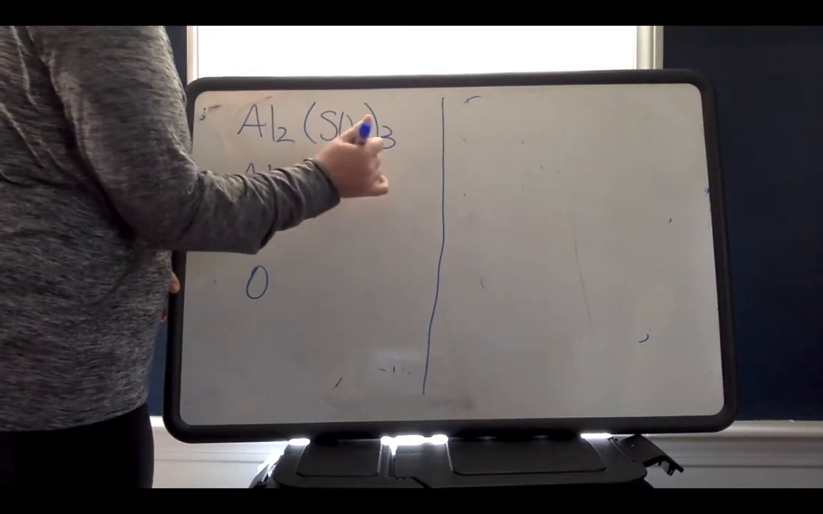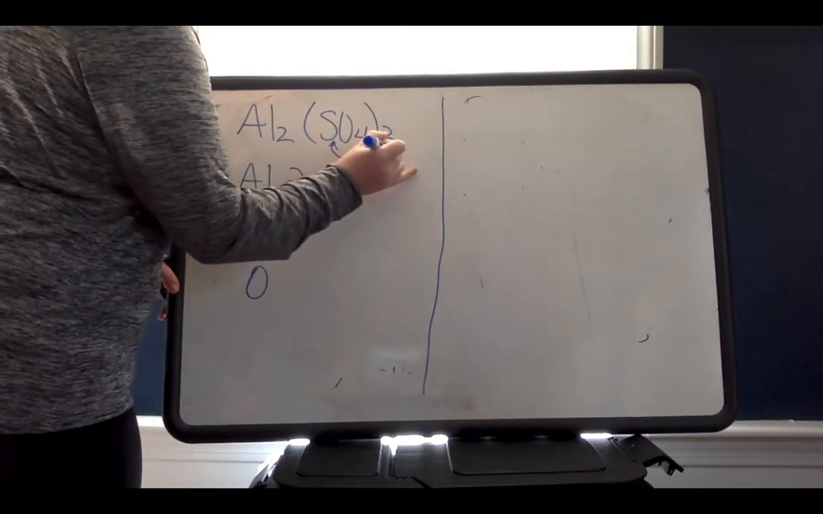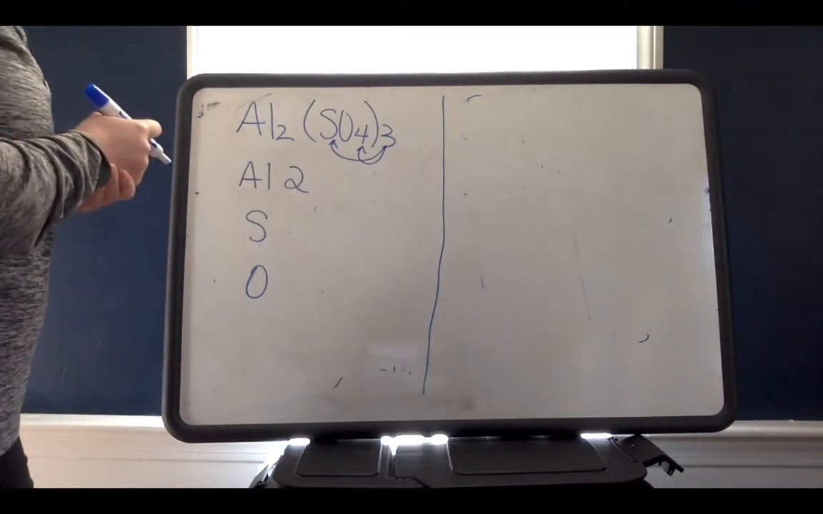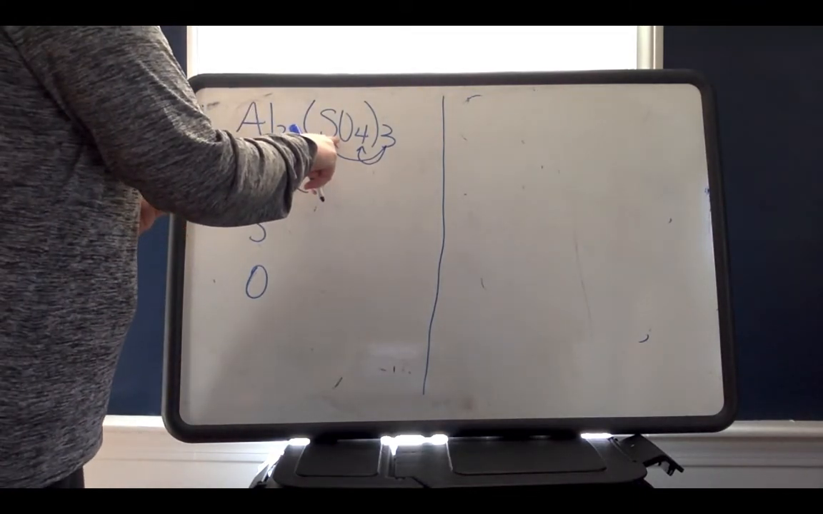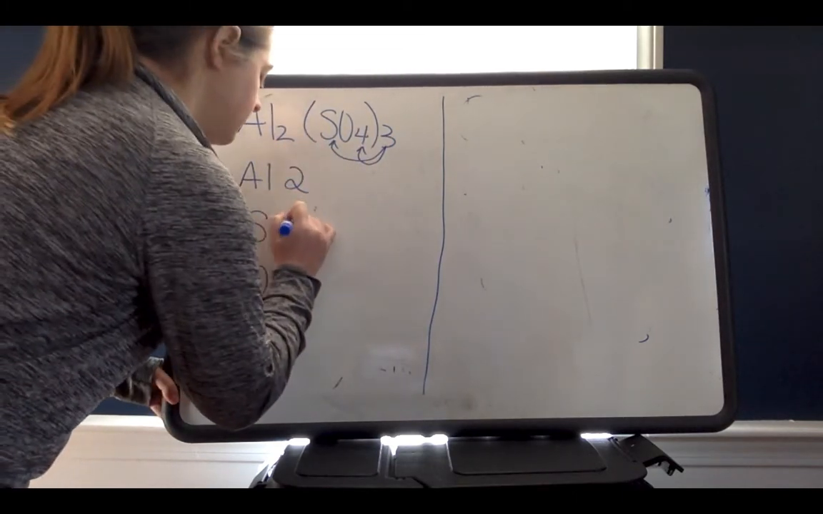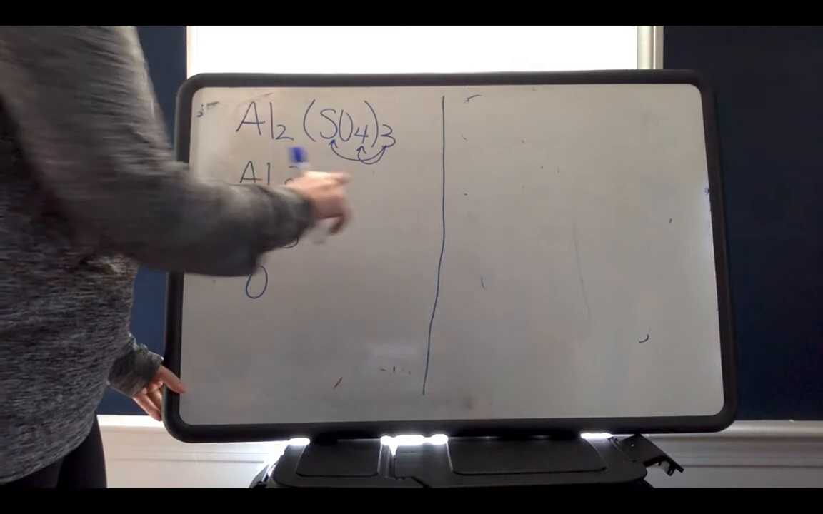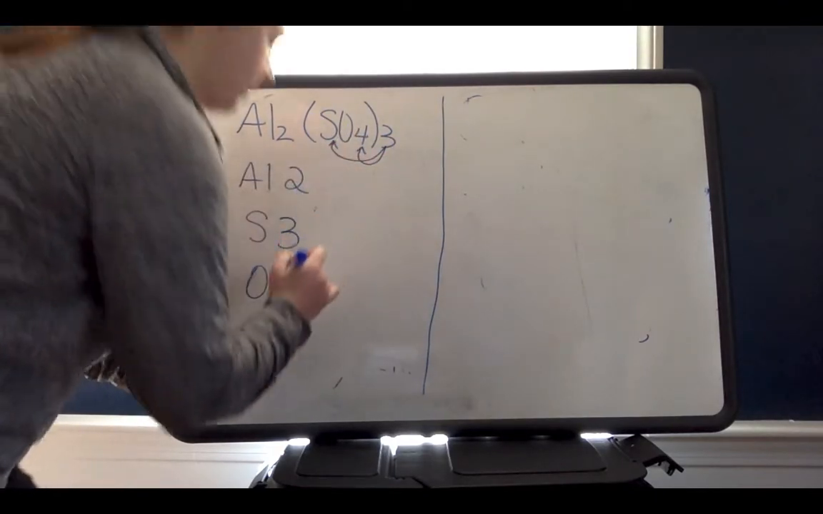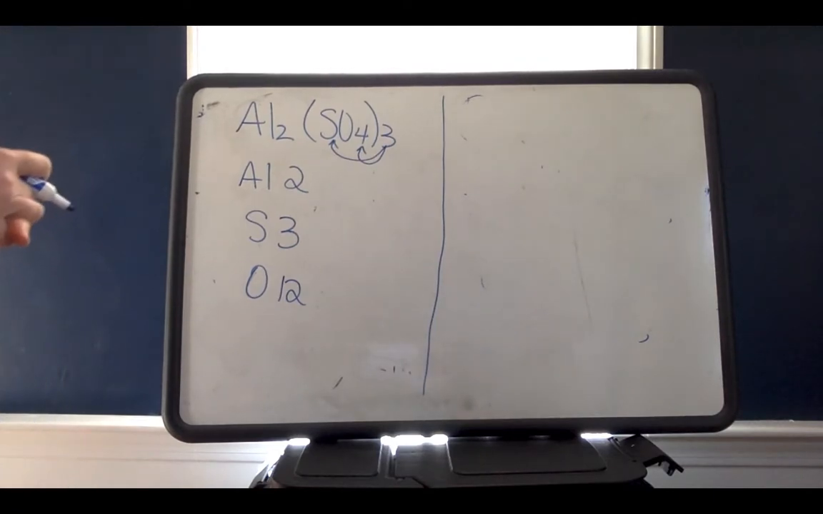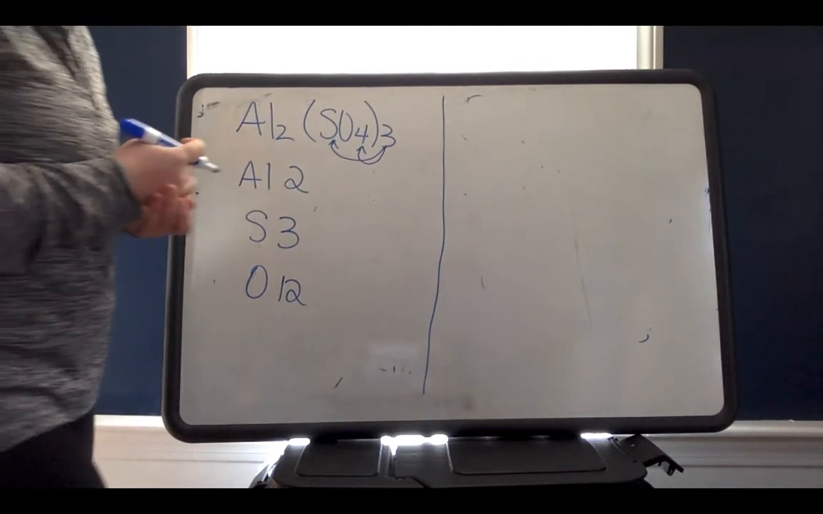Now, since we have the parentheses, this 3 is going to get distributed, or you multiply with both. So sulfur is a 1 in parentheses, but since there's a 3 on the outside, 3 times 1 is 3. And oxygen, 3 times 4 is 12. So there we have it. Okay. All right, let's try one more together.